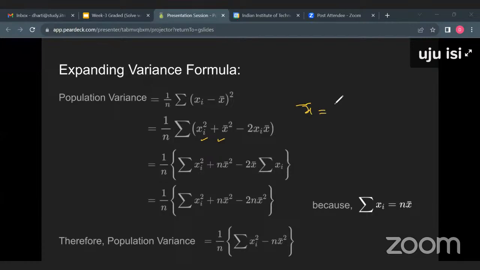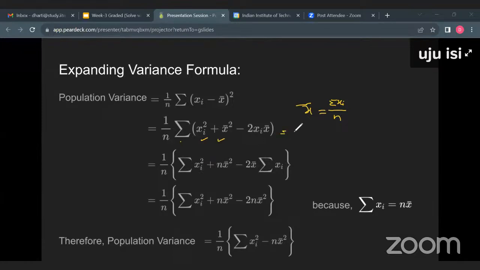Mean. But how will you express it mathematically? Sigma xi by n. Okay. Yes. So now, using the distributive property, we can move this.